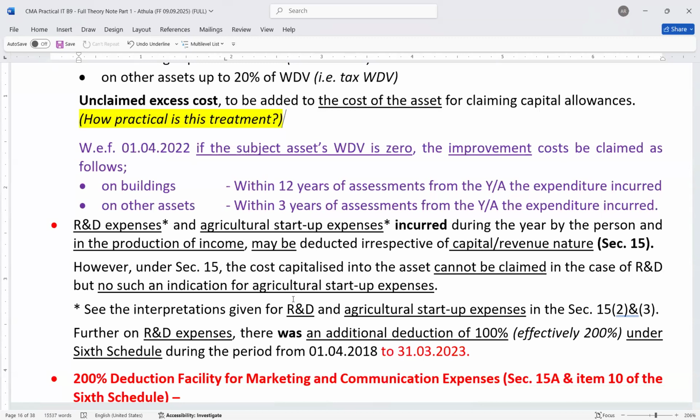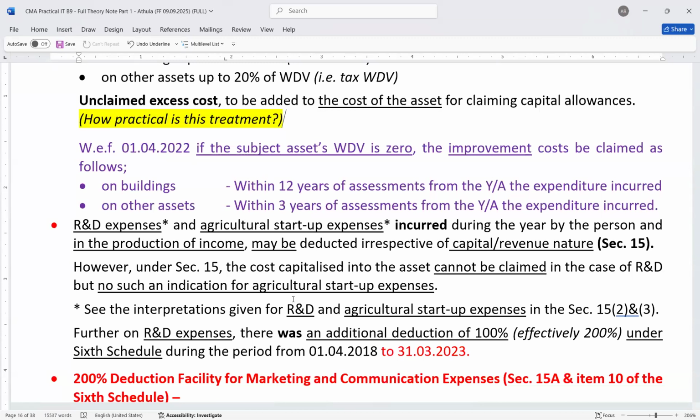What it says is, with effect from 1st April 2022, if the subject asset's written down value is 0, the improvement costs can be claimed as follows. If it is a building, because the base is 0, when you apply that limit of 5%, the answer is also 0. Therefore, it says you need not apply 5%. You just take 1/12 of the amount per year and claim that amount within the next 12 years of assessment. On other assets, within 3 years of assessment from the year of assessment in which the expenditure was incurred.